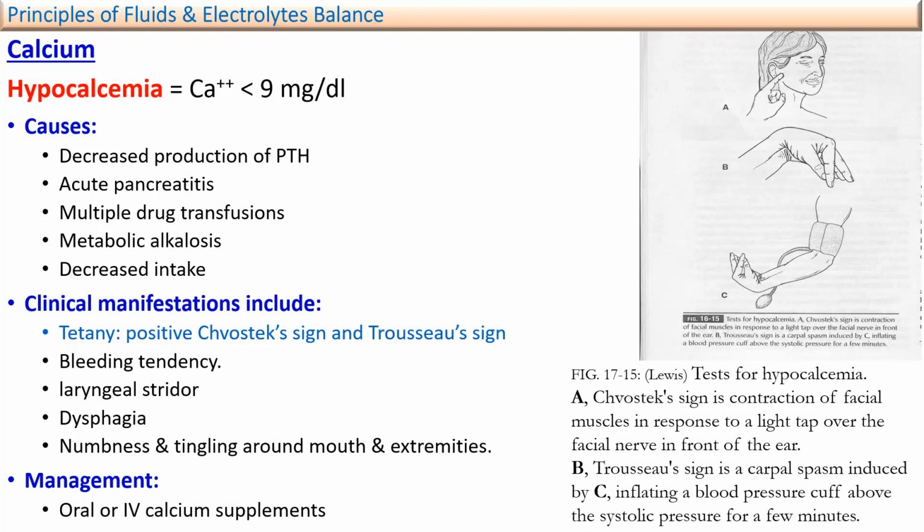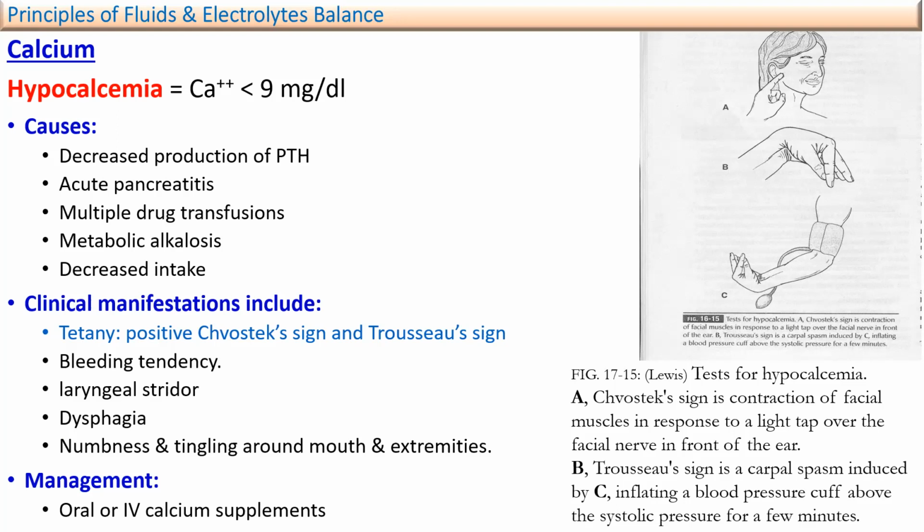Multiple drug transfusions, metabolic alkalosis, and decreased calcium intake. The manifestations: tetany, which includes muscle twitching, and two main forms of hypocalcemic signs. The first one is called the Chvostek sign, and the other one is the Trousseau sign.